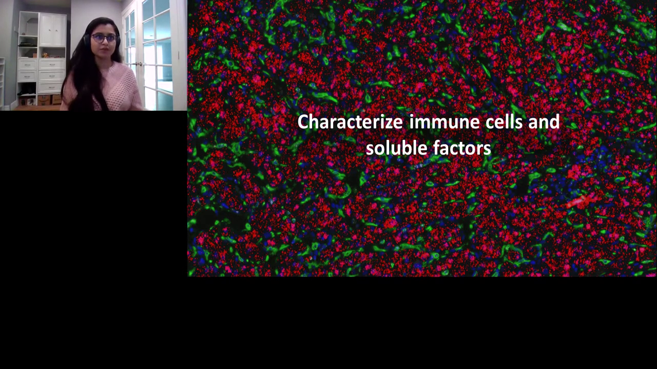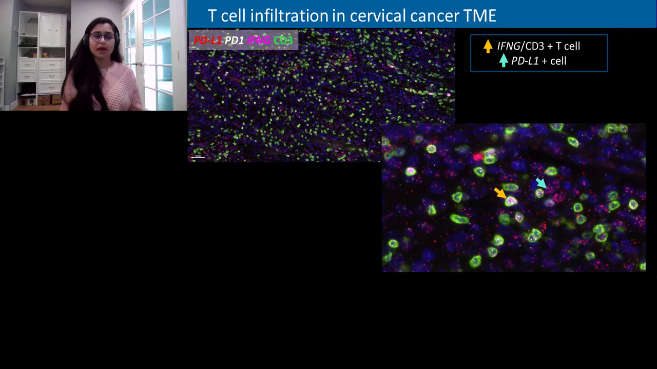And here's a great example for the same, where in the cervical cancer tumor, we used the CD3 antibody to mark all the T cells seen in green, and then used RNAscope to visualize expression of PD-L1, PD-1, and interferon gamma within these cells. Now, if you can see the cell marked by the yellow arrow, that's a T cell expressing high levels of interferon gamma. And using this joint workflow, we are able to identify the active immune cells within a tumor microenvironment.